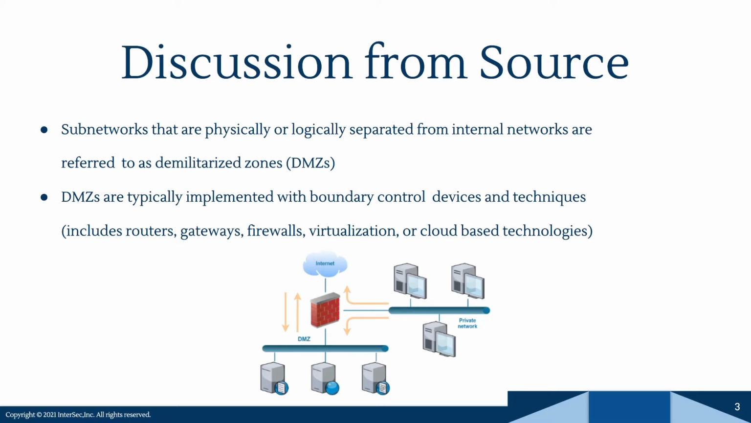SC.1.176. Subnetworks that are physically or logically separated from internal networks are referred to as demilitarized zones, otherwise known as DMZs. DMZs are typically implemented with boundary control devices and techniques, which can include routers, gateways, firewalls, virtualization, or cloud-based technologies. A little image is given there as an example to see how this is in action. NIST SP 800-41 provides guidance on firewalls and firewall policy, and SP 800-125B provides guidance on security for virtualization technologies to use as a reference point.